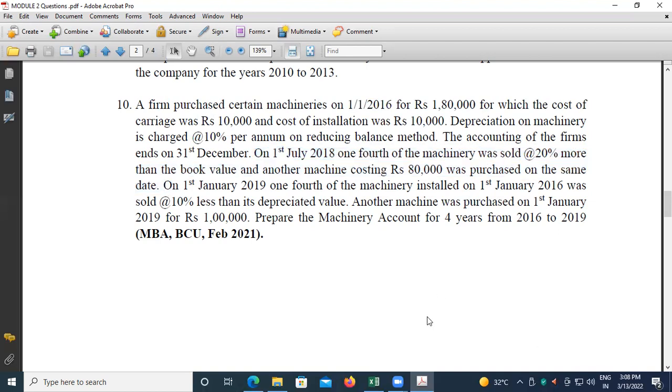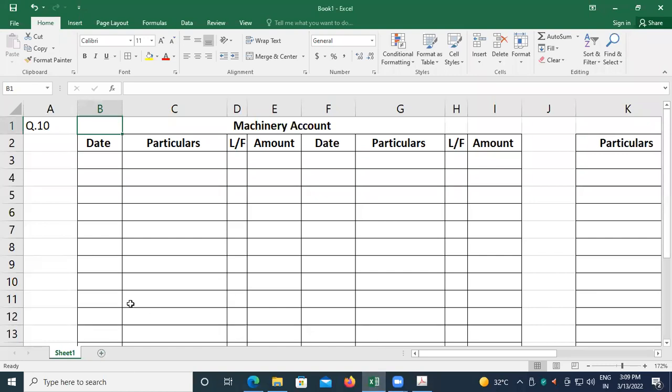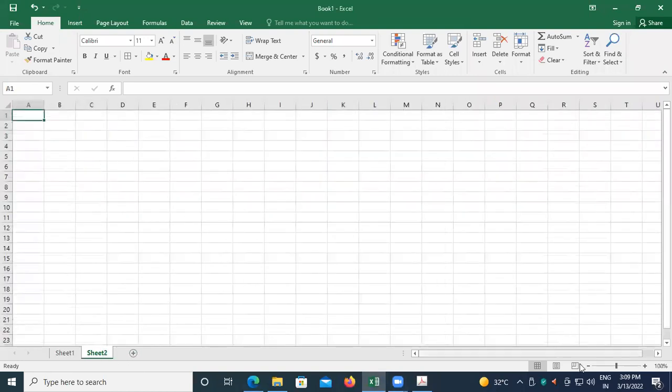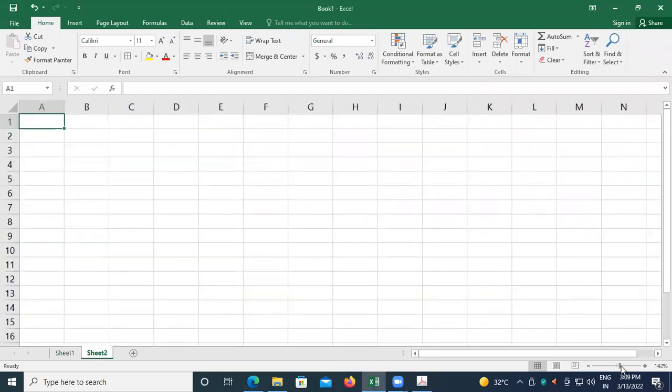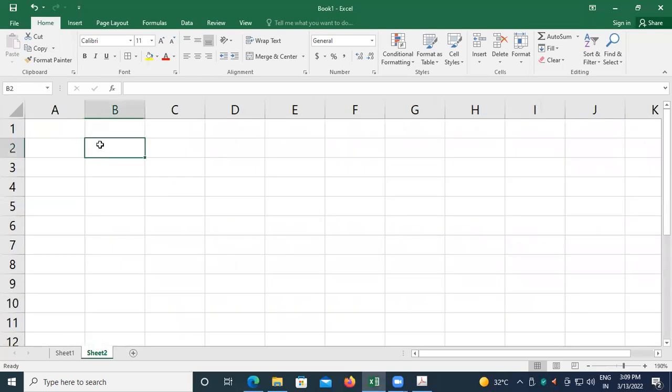Now I will take you to the Excel sheet. This is the Excel sheet I have prepared. I'll first show you the working note. Some basic calculations we'll do before we proceed with the main calculation. First, what has happened on 1st of January 2016: we purchased one machine. The cost of the machine, including all, is 2 lakh rupees.